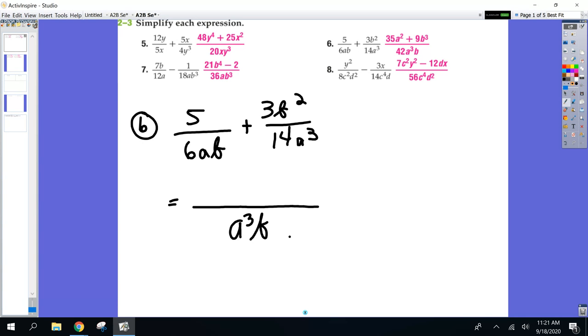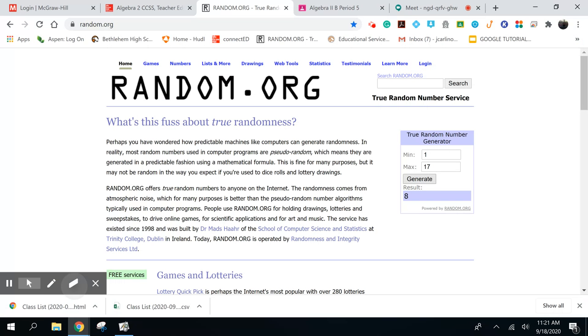So 14 times 2, 28. Does 6 go into 28? No, keep going. 14 times 3, which is 42. Does 6 go into 42? Yeah. There we go. That's probably the easiest way: start with the bigger number and keep doing multiples of it till the other number goes into it. Everybody good there? Now I take my common denominator and multiply each fraction by it. All good? Let me turn it over to you guys.